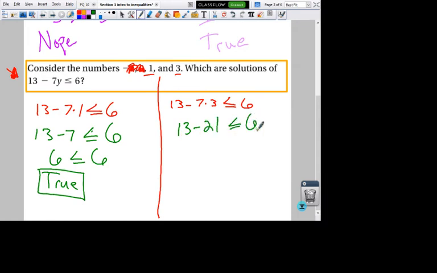Alright, Quana, what am I doing next? 13 minus 21. Negative 8. I get negative 8 is less than or equal to 6. Alex, is that true? That is false, negative 8 is bigger than 6? They have to be equal to. That's true. Negative 8 is less than 6, which makes this one also true.